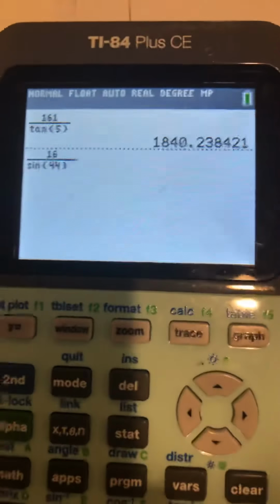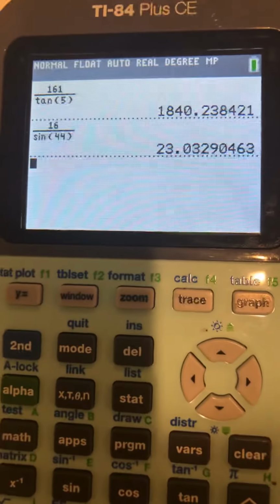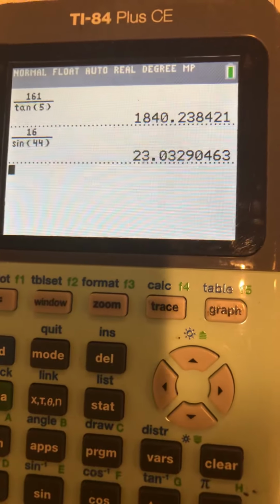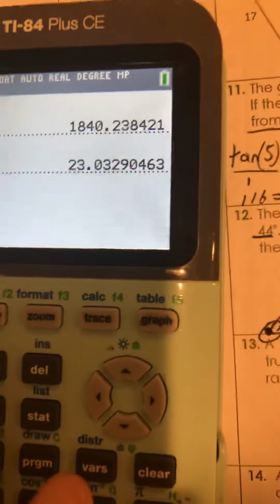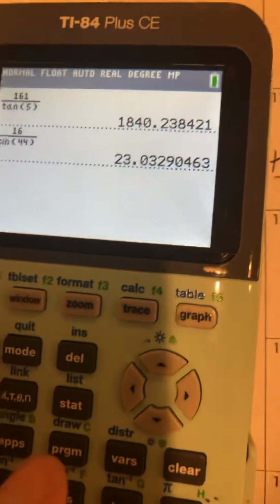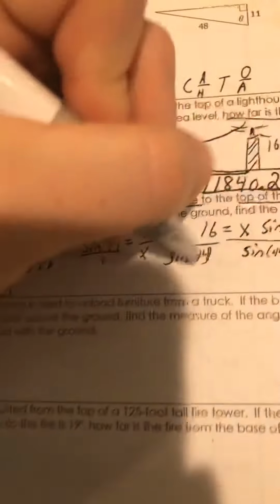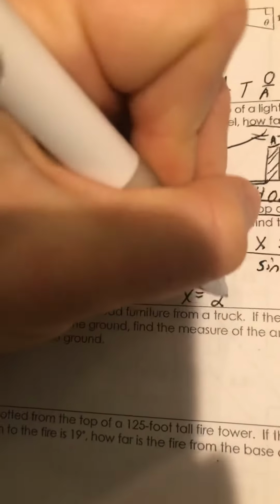So I've got 16 over sine 44. And I've got 23.03, which we'll do tenths this time to get 23.0, or just 23. And that unit was feet.